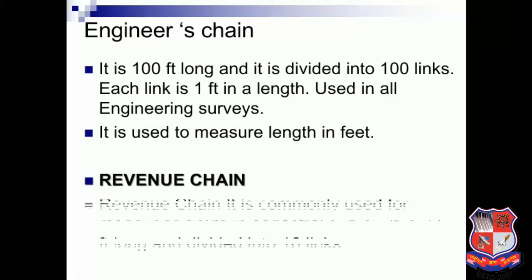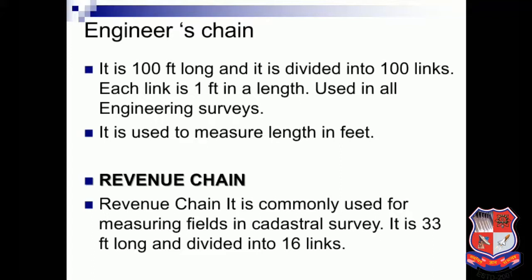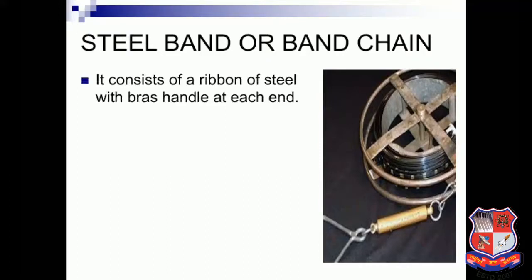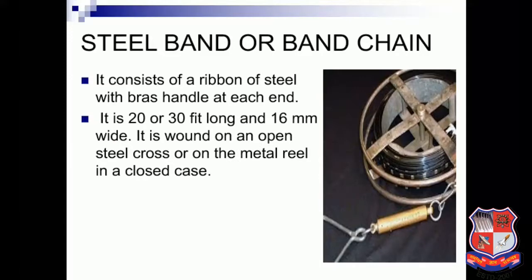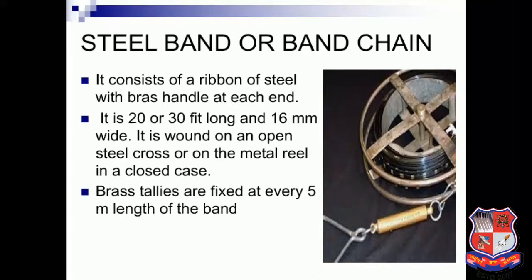Next chain is the revenue chain. The revenue chain is commonly used for measuring fields in a cadastral survey. It is 33 feet long and divided into 16 links. Now, the steel band or band chain consists of a ribbon of steel with a brass handle at each end. It is 20 or 30 meters long and 16 mm wide. It is wound on an open steel cross or on a metal reel in a closed case. Brass tallies are fixed at every 5 meter length of the band.